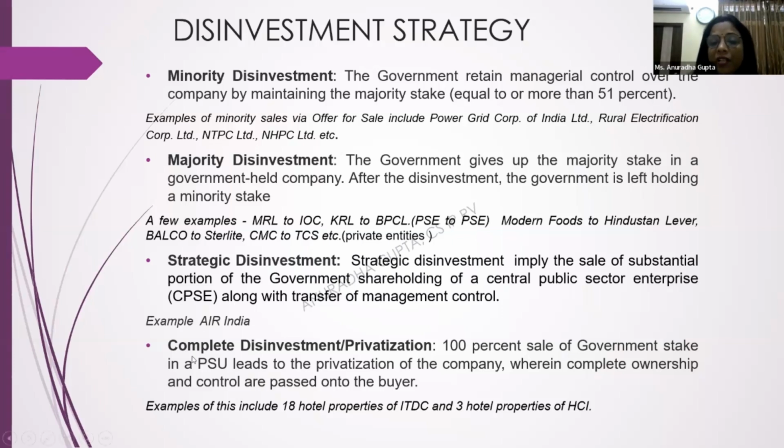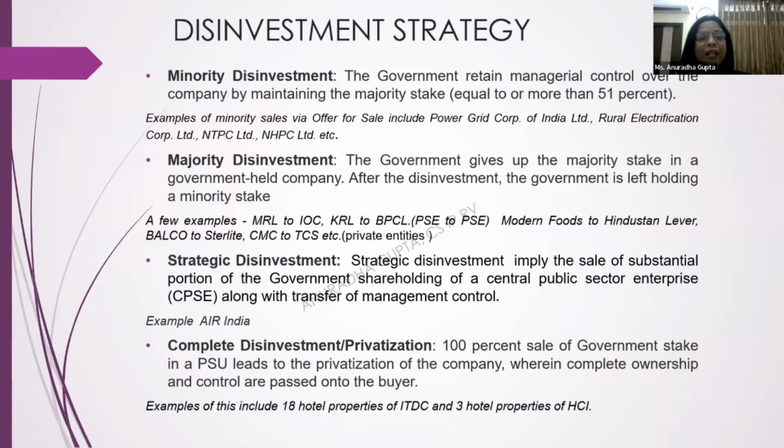So strategic disinvestment implies the sale of a substantial portion of government shareholding of a central public sector enterprise, along with transfer of management control. Right? So recently Air India is the example of strategic disinvestment. Complete disinvestment or privatization means 100% sale of government stake in a PSU, which leads to privatization of the company. In this case, it may happen that some portion is still retained by the government, though they are offering the majority part along with the management control.